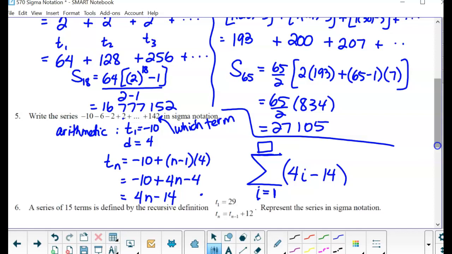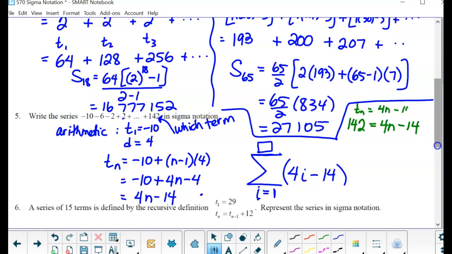So I'll create a little bit more space here. I'll do it in green. I want to know, if my term value is 142, what's n? So this is your Tn equals 4n minus 14. And I know that the nth term is 142, so I solve for n. So that's 156, and divide by 4. So that's 39. And you're done your sigma notation.